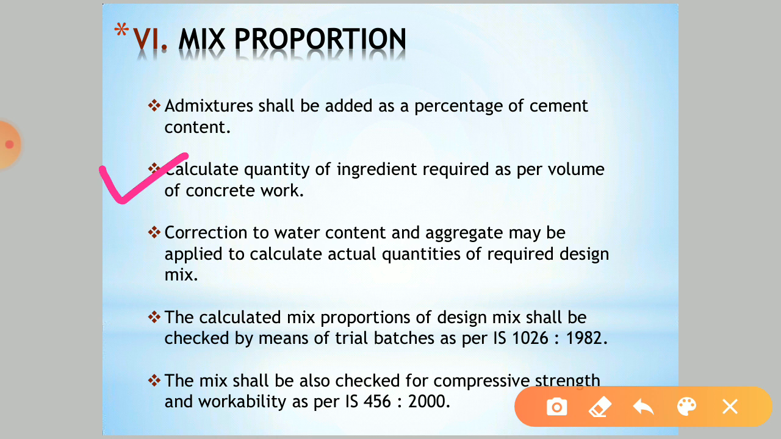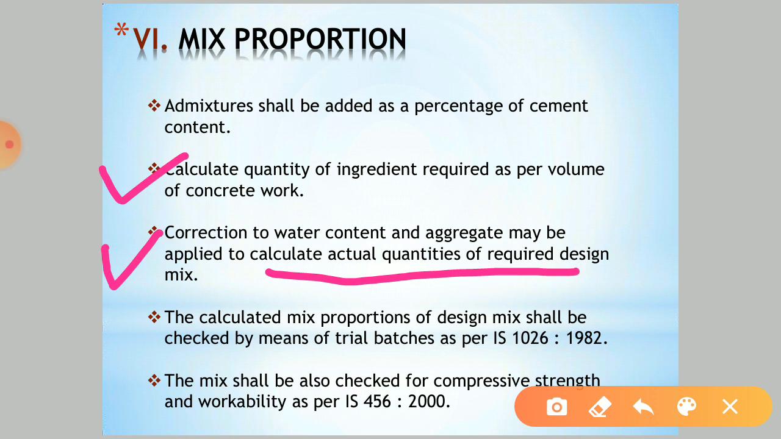Next, correction to water content and aggregate may be applied. Sometimes there is a correction because there is a variation in the moisture of aggregates present at site, so that you can calculate the actual quantities required depending upon the change in water content and aggregate properties.